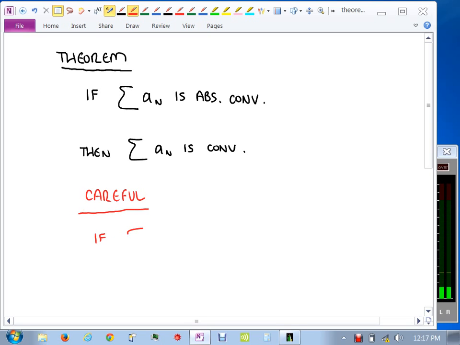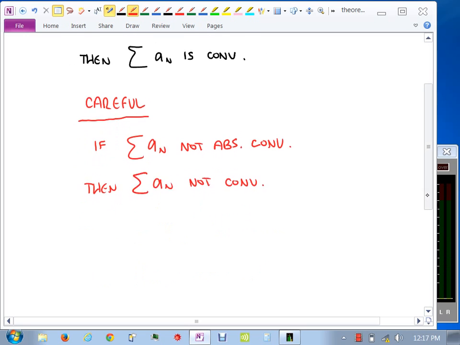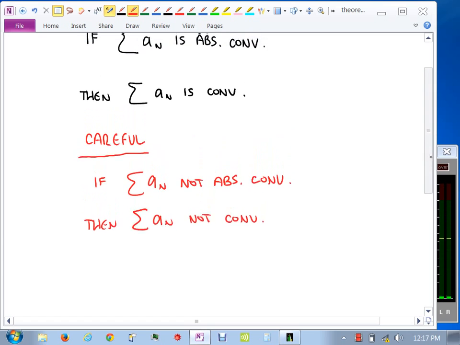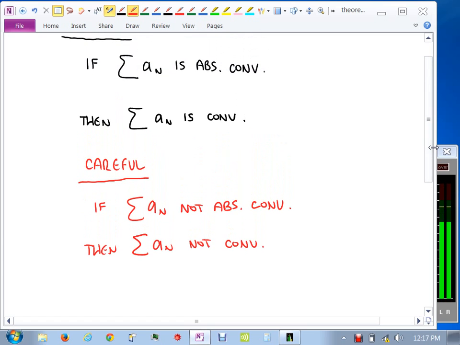If this is not absolutely convergent, then that's not convergent. Do you think that's true? Yeah, this doesn't work the other way around. This theorem says, look, if it's absolutely convergent, then it must be convergent. It does not say if it's not absolutely convergent, then the original series is not convergent. So this is not true. Don't get these mixed up.